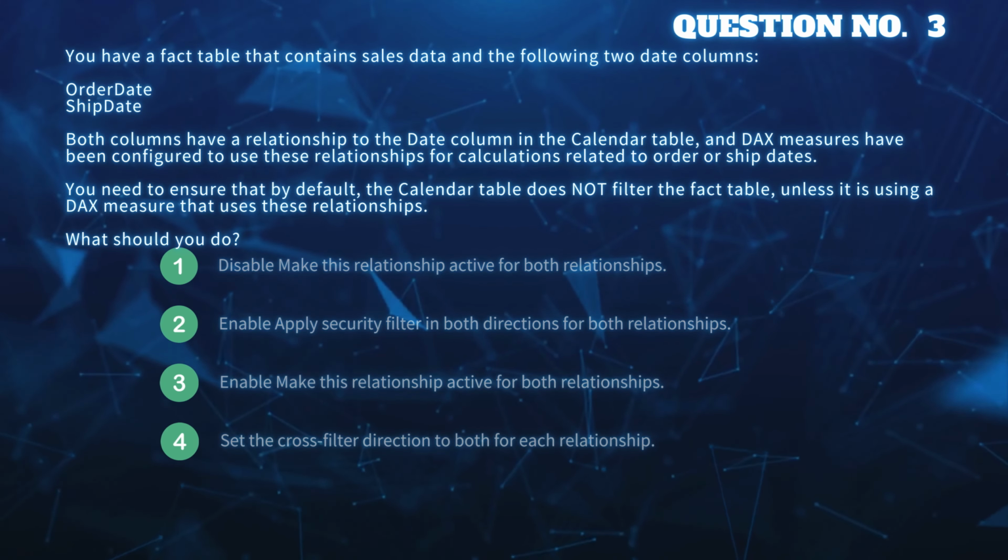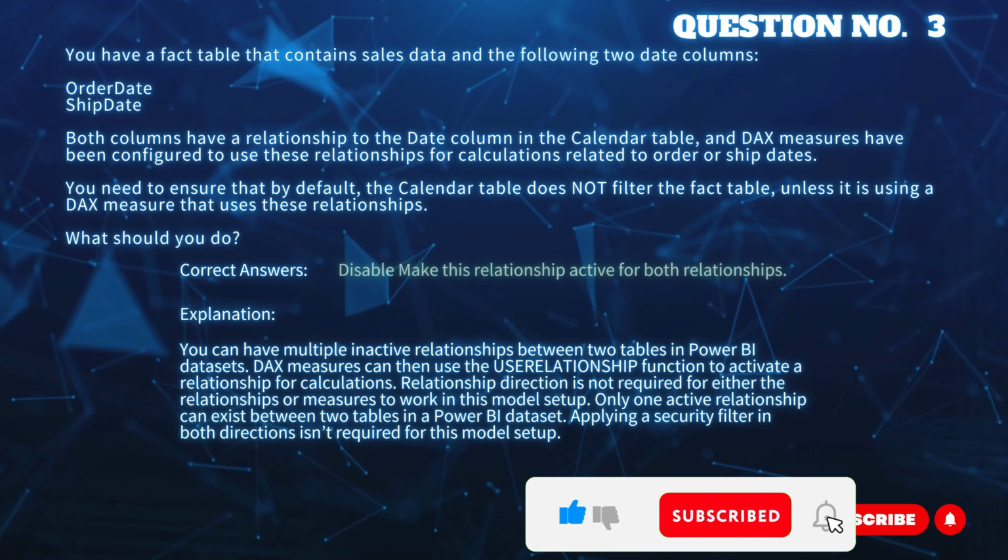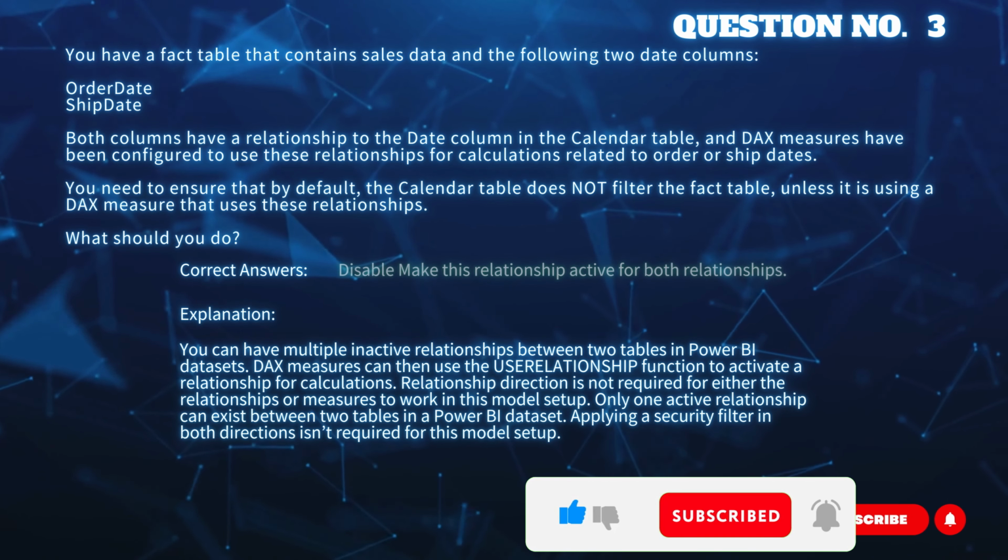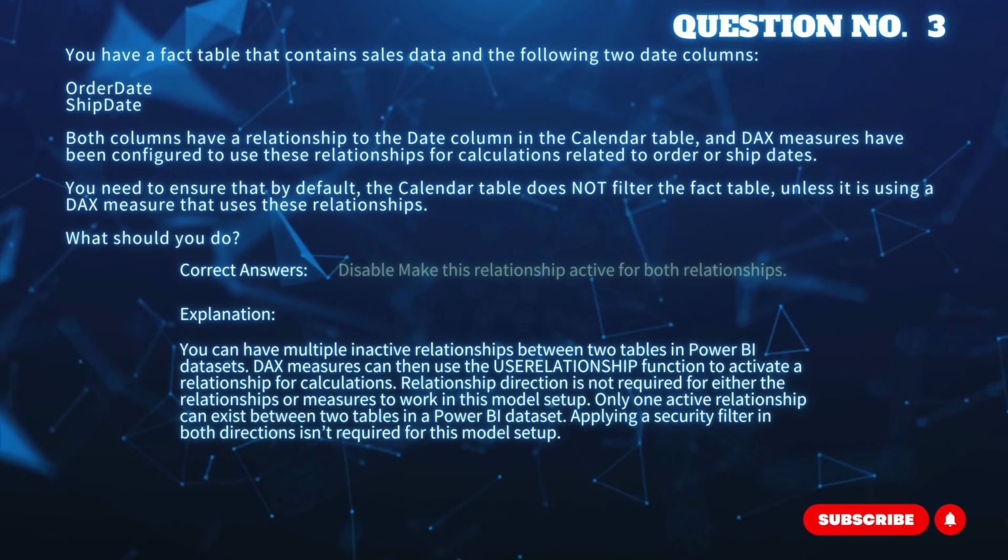Explanation: you can have multiple inactive relationships between two tables in Power BI datasets. DAX measures can then use the USERELATIONSHIP function to activate a relationship for calculations. Relationship direction is not required for either the relationships or measures to work in this model setup. Only one active relationship can exist between two tables in a Power BI dataset. Applying a security filter in both directions isn't required for this model setup.